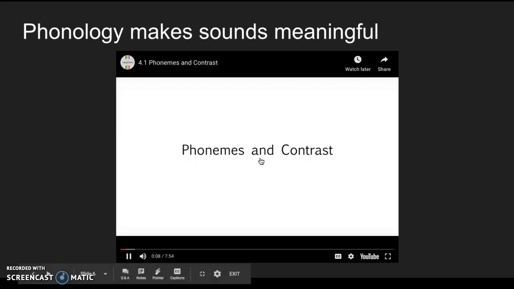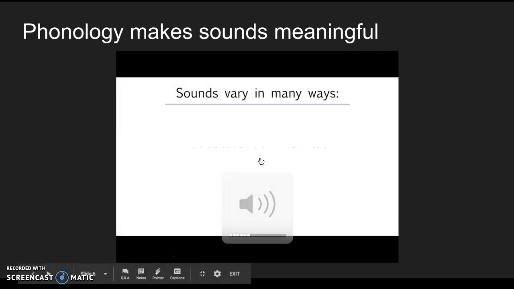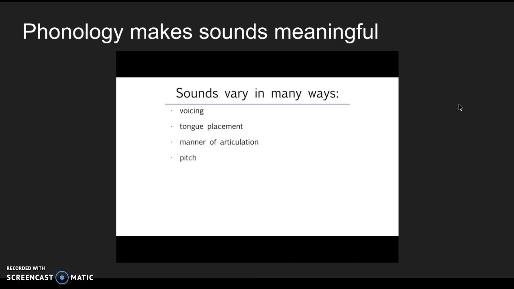We've seen lots of ways that sounds can differ from each other. They can vary in voicing, in place and manner of articulation, in pitch or in length. Within the mental grammar of each language, some of these variations are meaningful and some are not. Each language organizes these meaningful variations in different ways. Let's look at some examples.